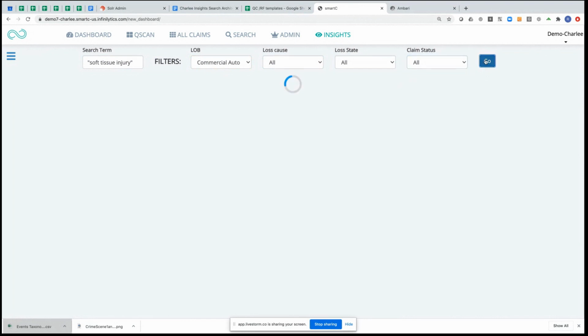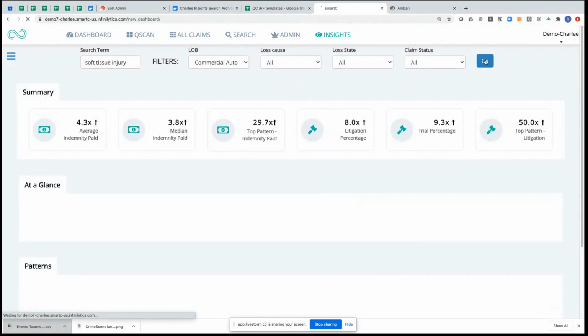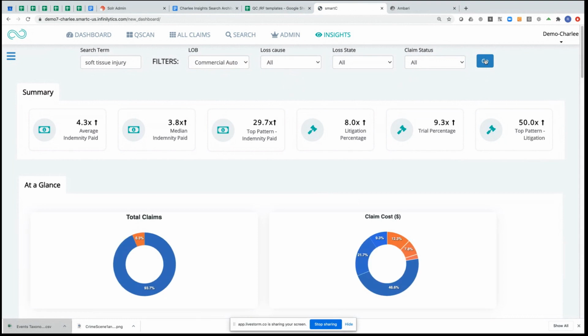Now, when you hit go, what the system does is what we call a semantic search. What that means is it is going to look at all the claim files, not just for the exact phrase soft tissue injury, but for anything that might mean a soft tissue injury. So neck pain or sprain, back pain, anything that might indicate a soft tissue injury will show up. What it does is it collates all the information together, and right away you can see, for example, that the average indemnity paid on soft tissue injury claims is about 4 times that of the non-soft tissue injury claims in this particular sample data that we have.